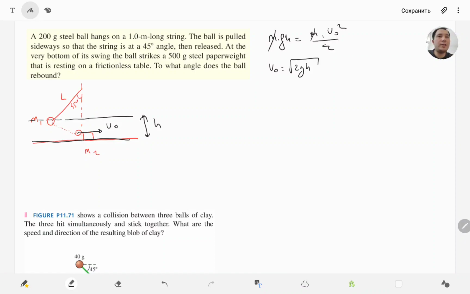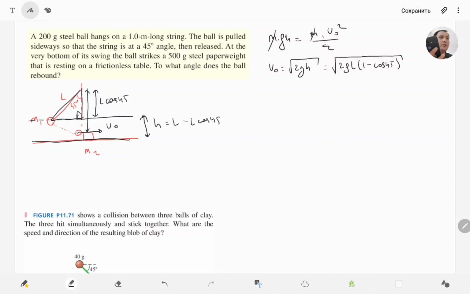So how can we find this height? As you see from this picture, this is the length of the rope, L, minus this part. We can find this part from this right triangle. This part equals L times cosine 45. So the height is L minus L times cosine 45, the initial height with respect to the table surface. From here we can find the initial velocity just before striking the second object.